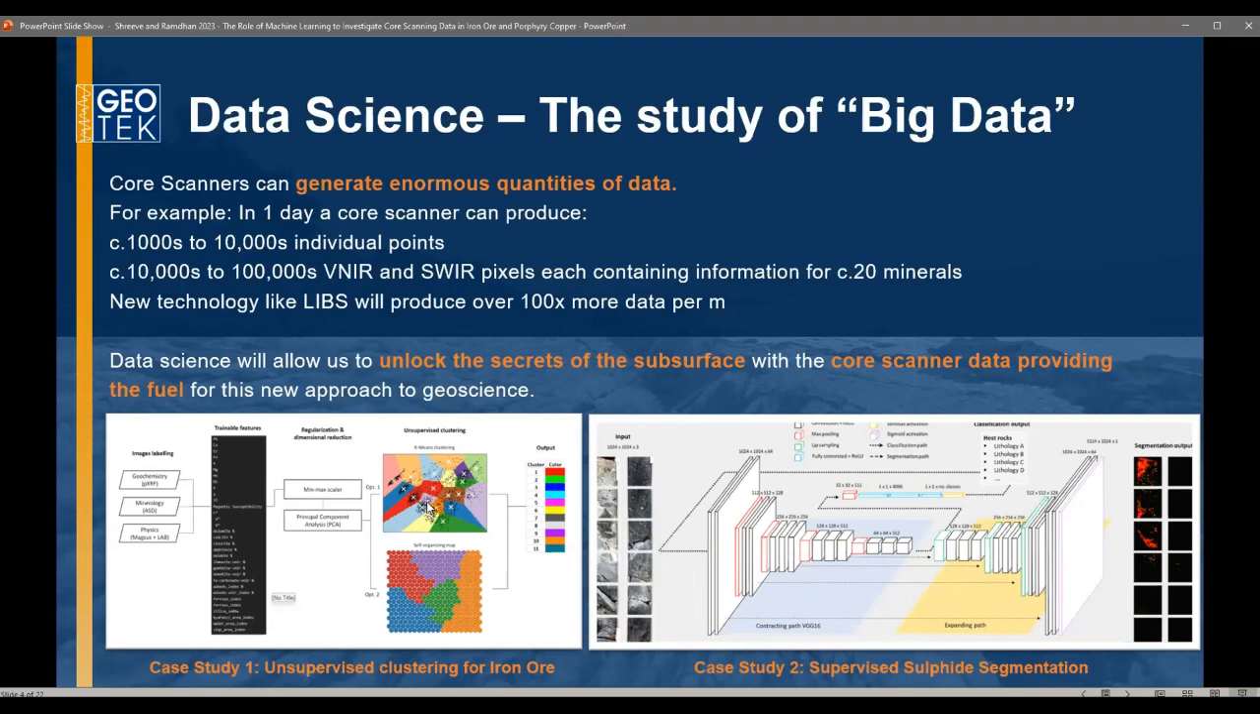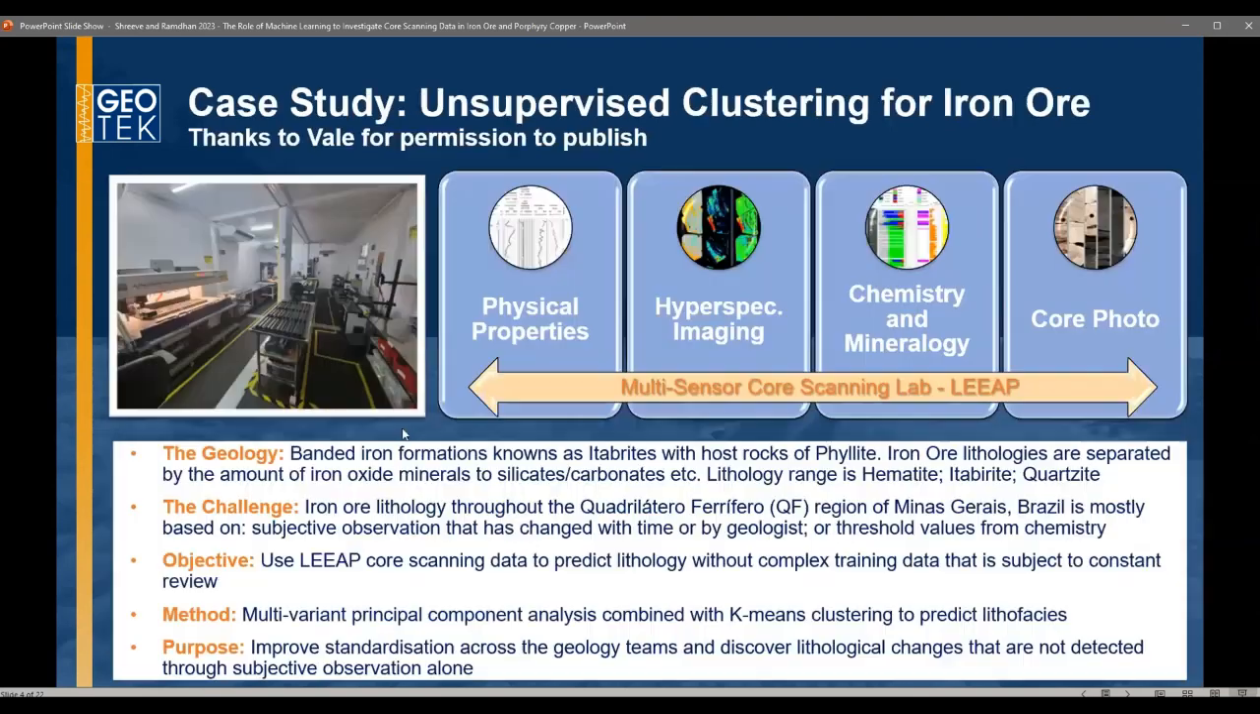And we're going to show you in this study two examples of cases where we've used data science techniques, one in an unsupervised exercise for iron ore, and one for a more supervised exercise in sulfide segmentation using images. So to get stuck into it, the first one is an unsupervised clustering technique for iron ore, and thanks to Vale for allowing us to publish. This was originally presented at CIM EXMIN last year with our colleagues in Geotek Brazil.